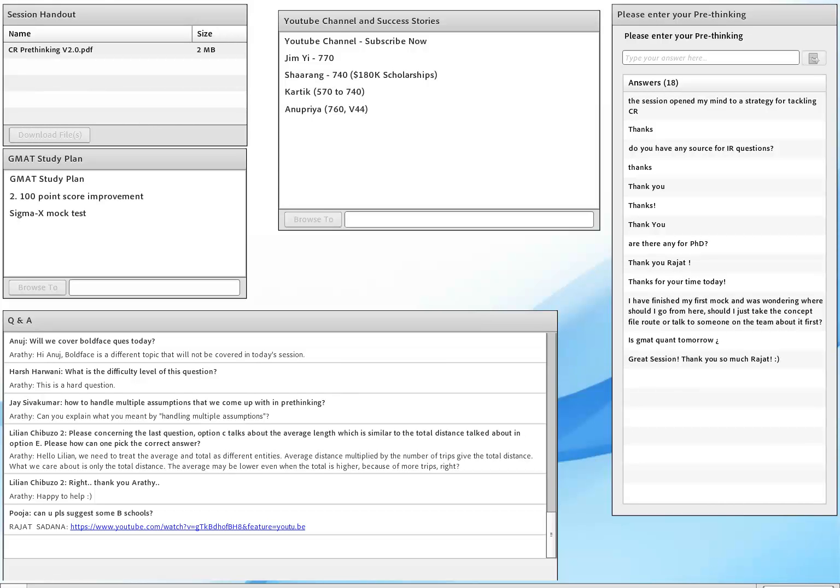Do we have a course on integrated reasoning? Yes, we have the world's most comprehensive course on integrated reasoning. It comes with all our packages.